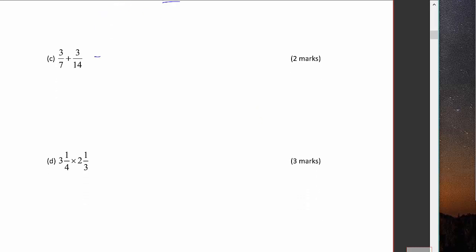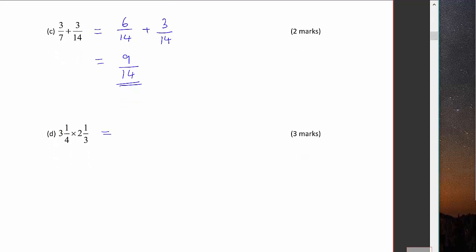Now we're adding fractions. We need a common denominator. With 7 and 14, it should be clear that the common denominator is going to be 14. So in other words, the second of the two fractions doesn't need to change. For the first fraction, going from 7 to 14, we've multiplied the denominator by 2, so we'll multiply the numerator by 2. So that's 6 over 14. So altogether, that gives us 9 over 14. Once we have the same denominator, we can just add the numerators.